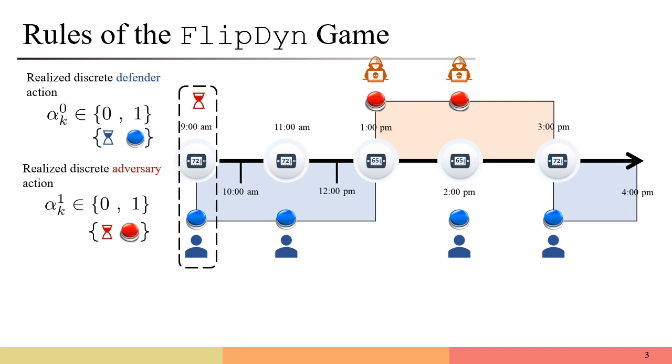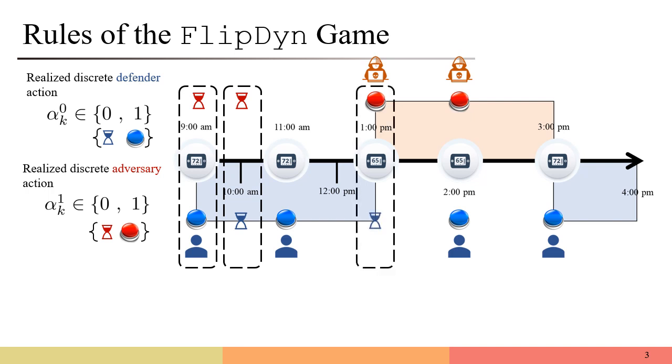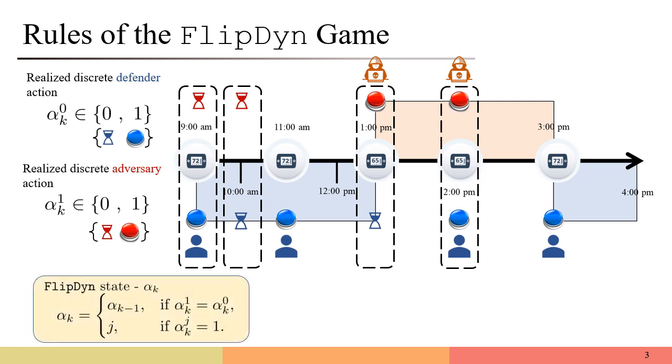This can be seen in the example at 9 a.m. Next, the player in control remains in control. We see that at 10 a.m. when both are idle, the defender remains in control of the dynamical system. Now, a change in the FlipDyn state is observed at 1 p.m. when the adversary acted and the defender remained idle. Finally, when both the players act to take over, the FlipDyn state remains unchanged. We see that at 2 p.m. when both the players acted, the FlipDyn state does not change. All these rules can be encoded in such a conditional statement based on the actions of the players.